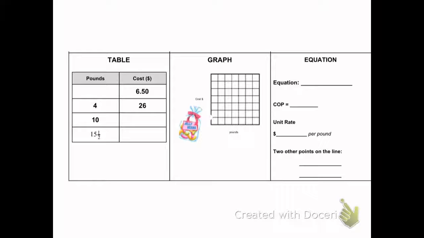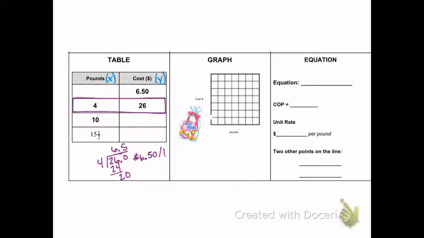Let's go to the next one. So we have pounds as our x value, and cost in dollars is our y value. And the only relationship that I can see both pieces of right here is that 4 pounds is $26. So if I want to know dollars per pound, I'll do 26 divided by 4. I'll raise the decimal, drop a 0. And we get 6.5.